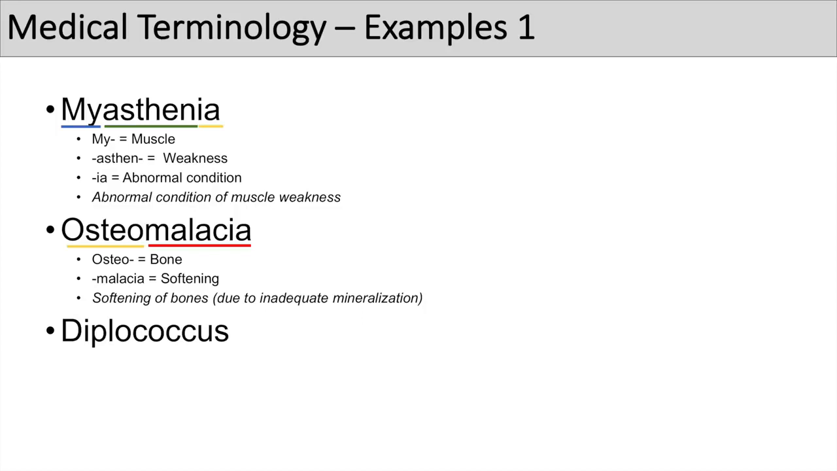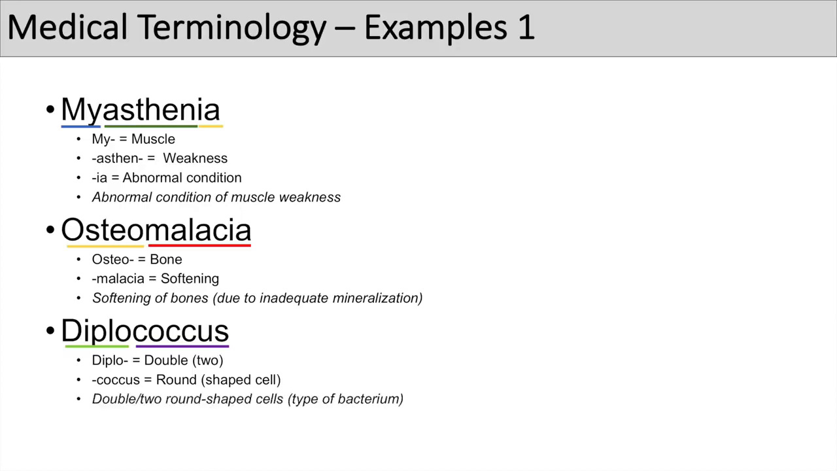The next practice word we're going to look at is diplococcus. So again, we just break it down. So diplo, we learned in this lesson that diplo means double or two. And coccus is a suffix that means round, and it really means a round-shaped cell. So when we put this together, diplococcus means double or two round-shaped cells, and diplococcus is actually a type of bacteria.